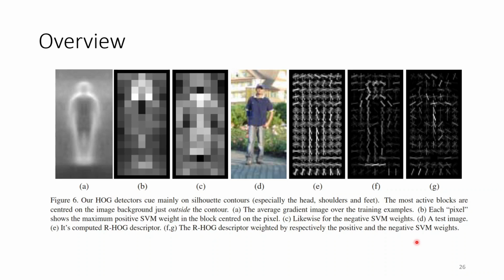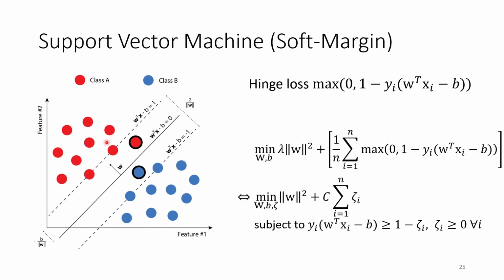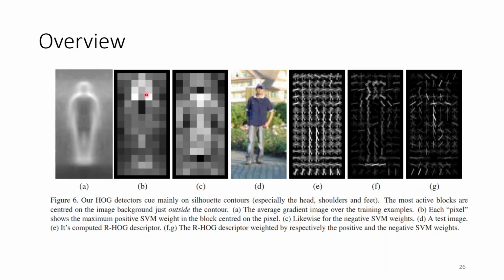So when they have the positive and the negative training set, and then train the support vector machine, there are some positive support vectors, and there are some negative support vectors, just like this. They need to have positive examples and negative examples, okay? So in this case, the brightness means for the positive support vectors, the response is stronger. And for this case, for the negative training support vectors, the response is stronger. So it means what? If you see an image and you see the shape like this, in particular for the head and the shoulder regions.